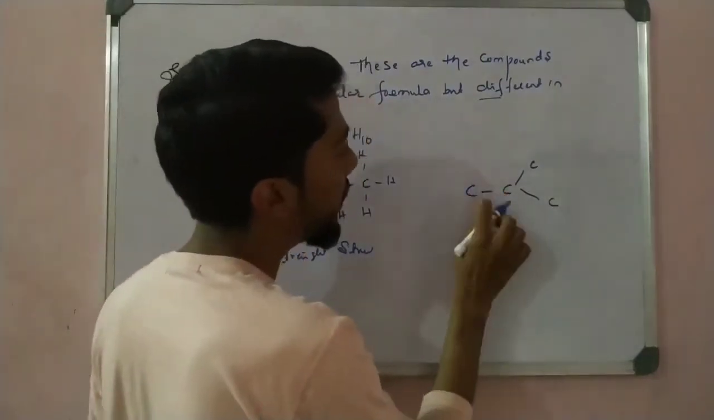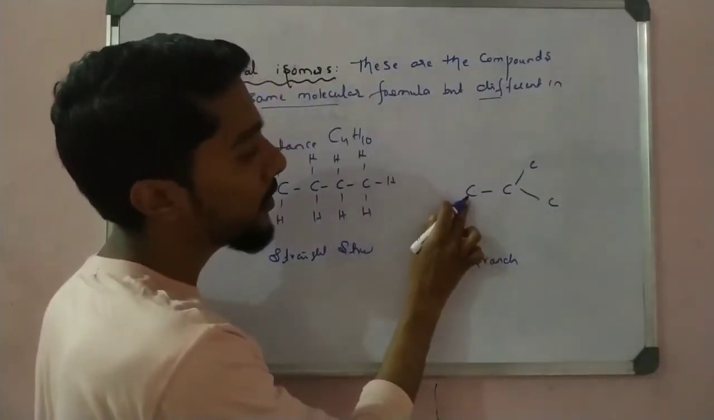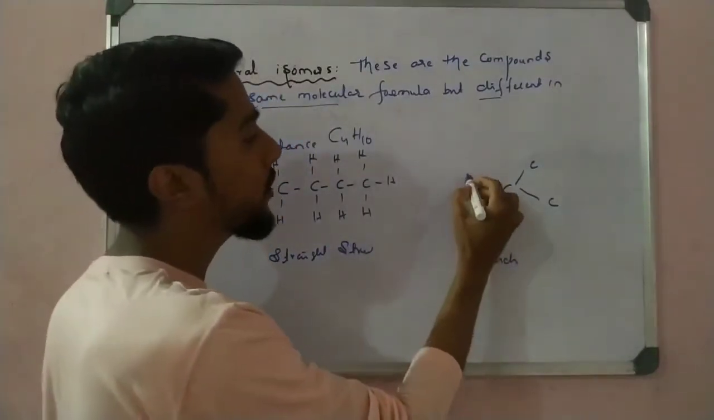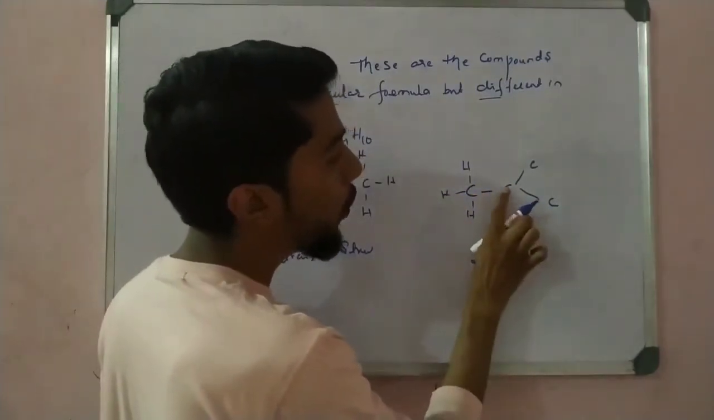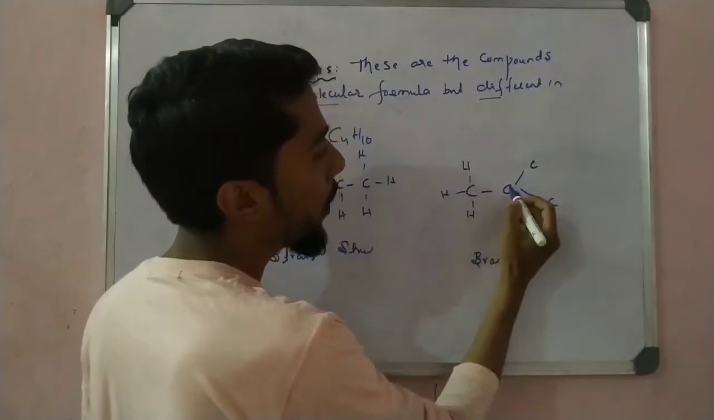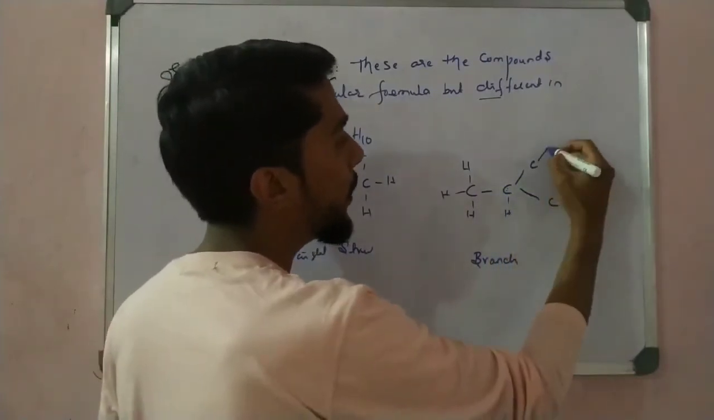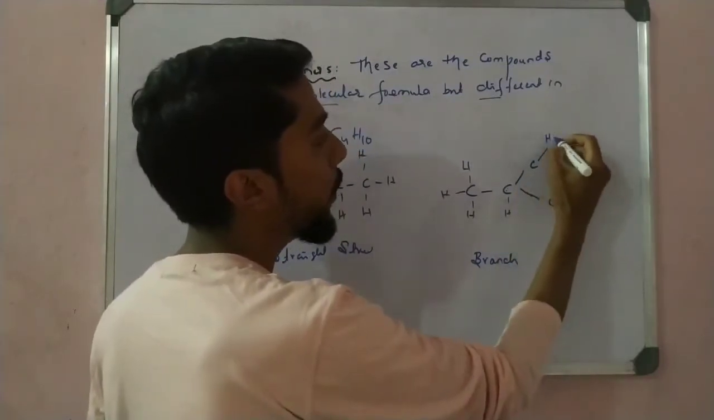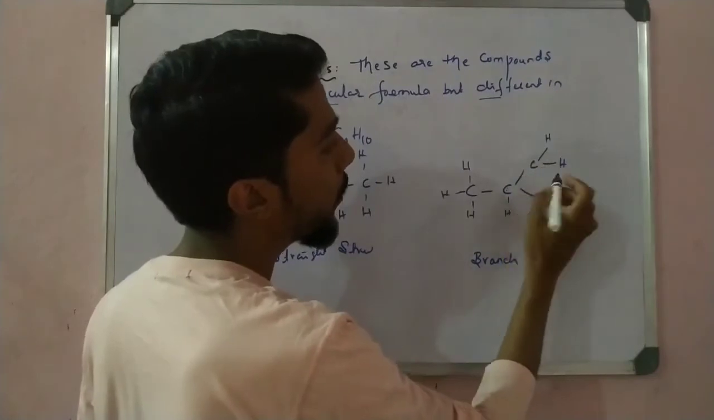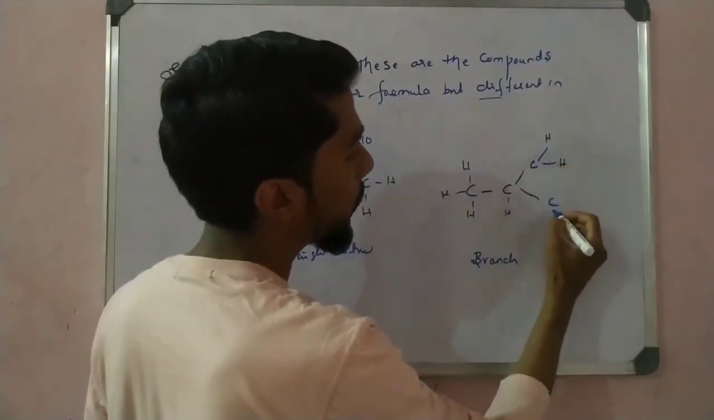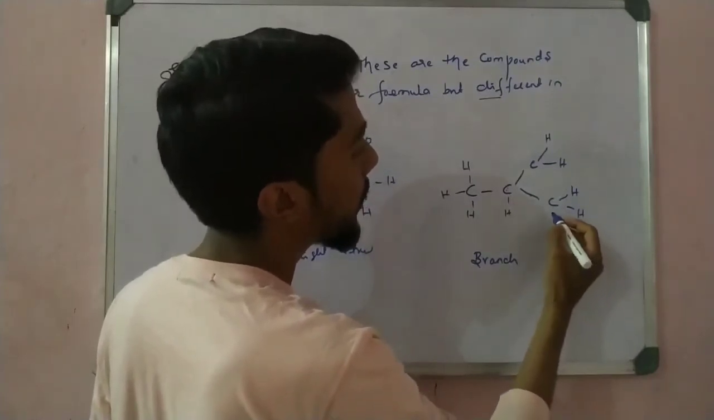So I can make it here: one carbon has 4 valencies. One is used here, so it has 3 hydrogen, which satisfies it. This carbon has only 1 hydrogen, because 1 valency is used here, 1 here, and 1 here. And here there are 2 hydrogens. Another one is there, and it is satisfied.